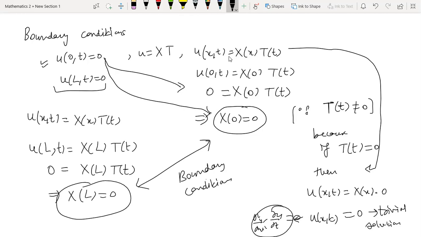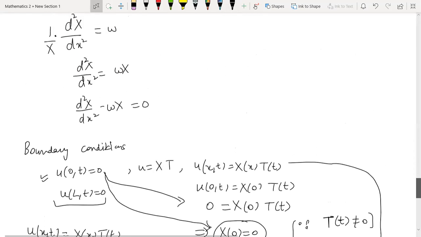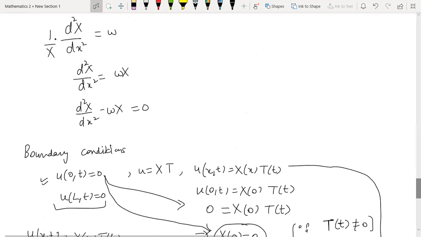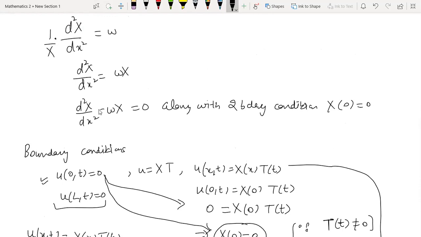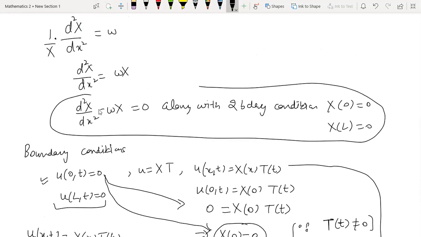They were also the boundary conditions which were given to you, for the function u. But since now we are not talking about u, we are talking about capital X and capital T separately, this equation for capital X now has two boundary conditions, and those boundary conditions which we have derived are X(0) is 0, X(L) is 0. So now this becomes a complete system. You can find its solution, right? Please ask up till this point if you have some doubt.